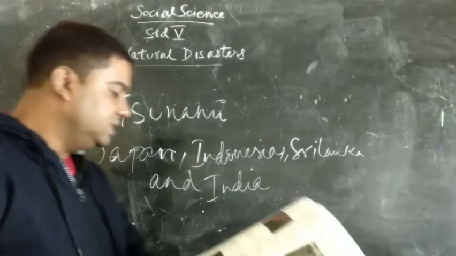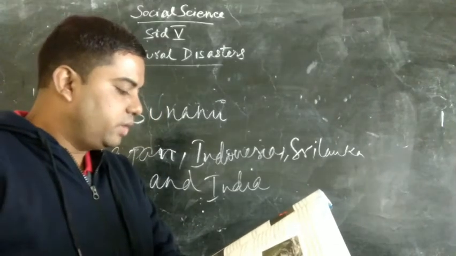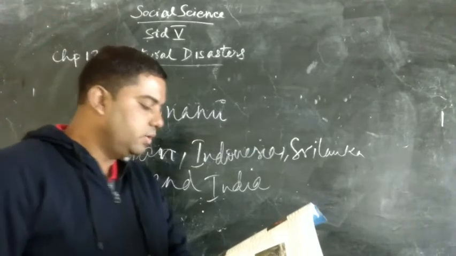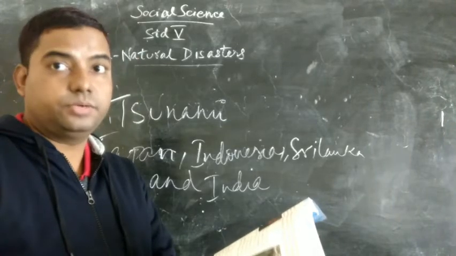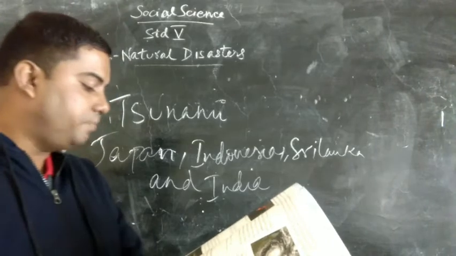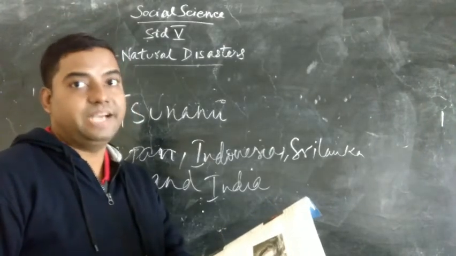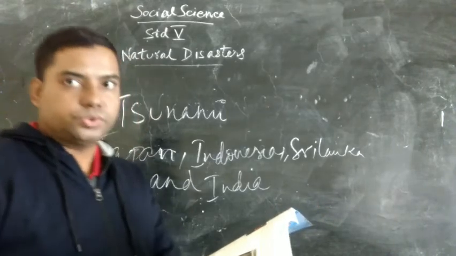The Indian Ocean earthquake of 26 December 2004 triggered one of the worst tsunami disasters. Yes, the Indian Ocean earthquake, which took place on 26 December 2004, caused one of the worst tsunami disasters ever in the world. The countries that faced the maximum impact were Indonesia, Sri Lanka, India, and Thailand. So these were the places which were badly affected, even India also. In India, the tsunami hit the Tamil Nadu coast.